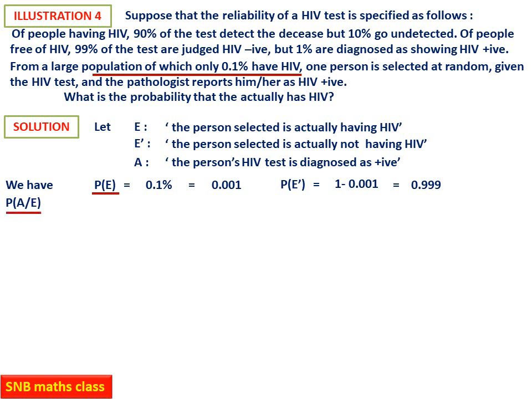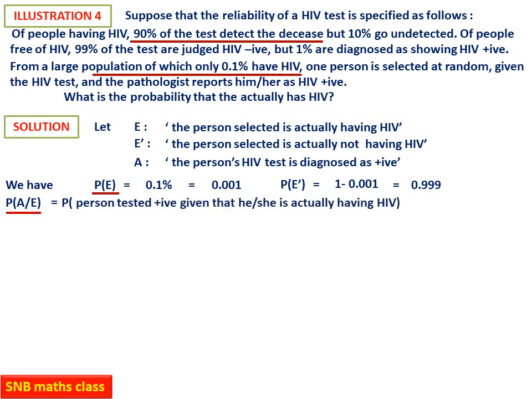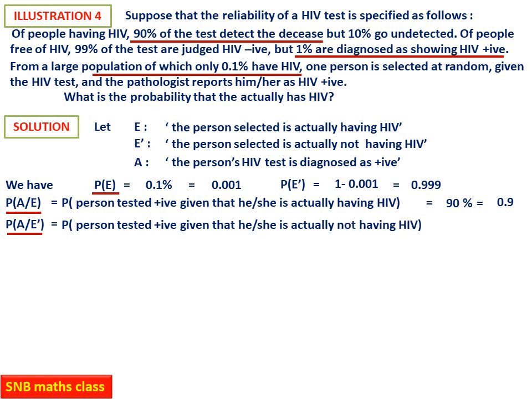Second one is probability A given E. See here, 90% of the tests detected the disease. So that means A given E: the person tested positive given that the person is actually having HIV. So this is 90%, so this is 0.9. Second one is probability A given E complement. It is the probability that the person tested positive given that he or she is actually not having HIV. So it is 1%, so it is 0.01.